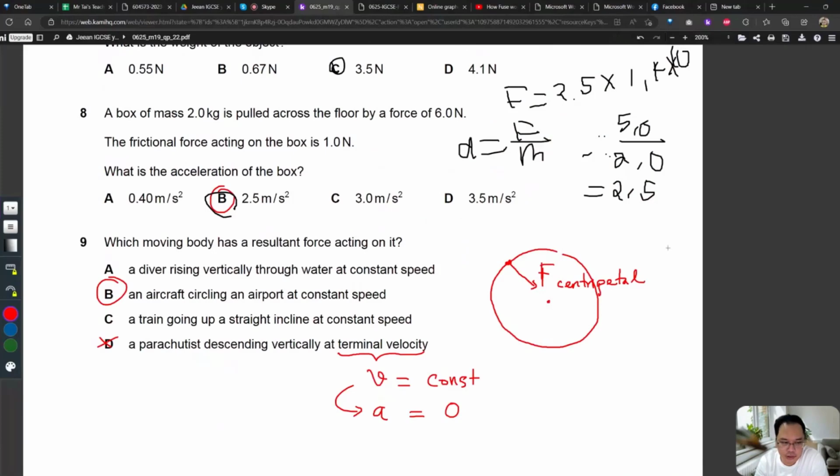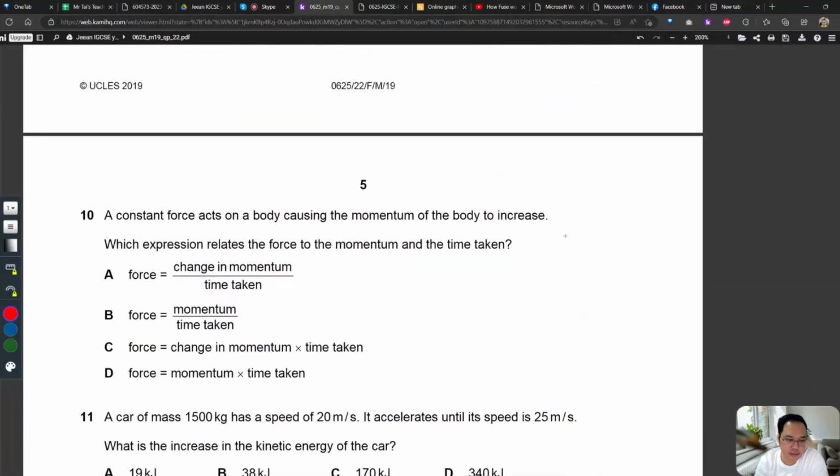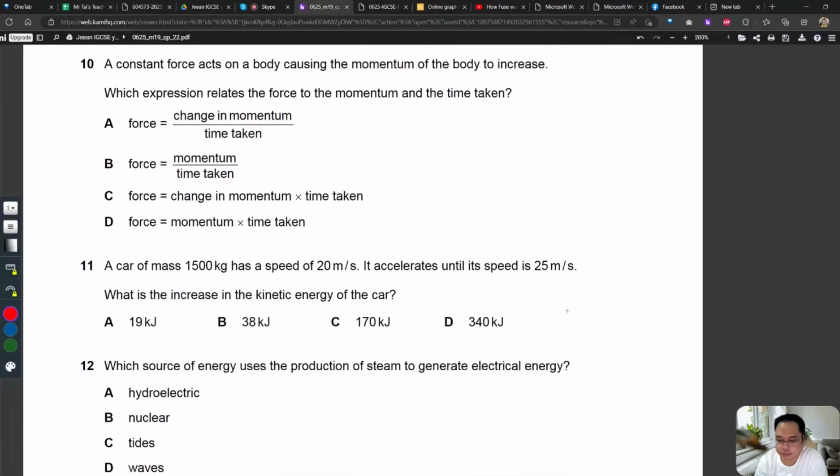No. Okay. Question 10. Let's read it and choose an answer. A. Force is a change in momentum divided by time taken. Correct. Well done.